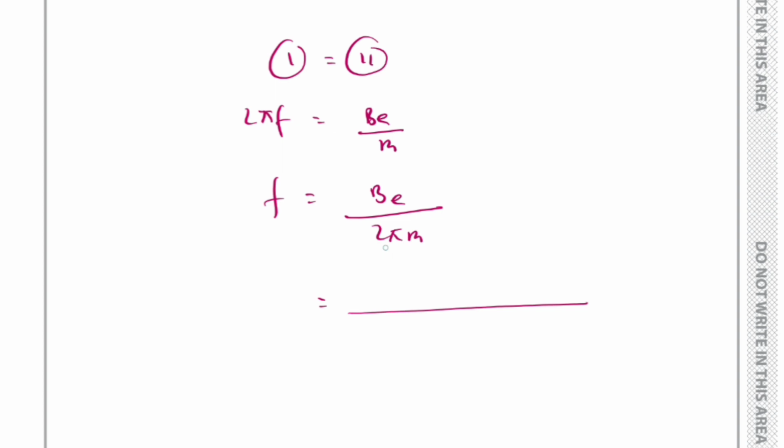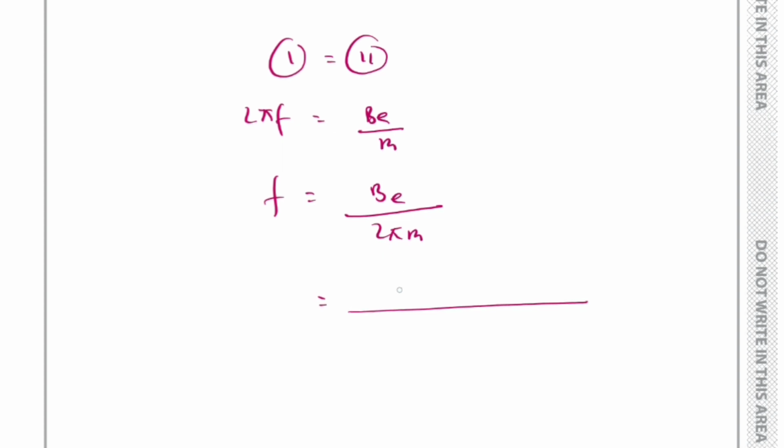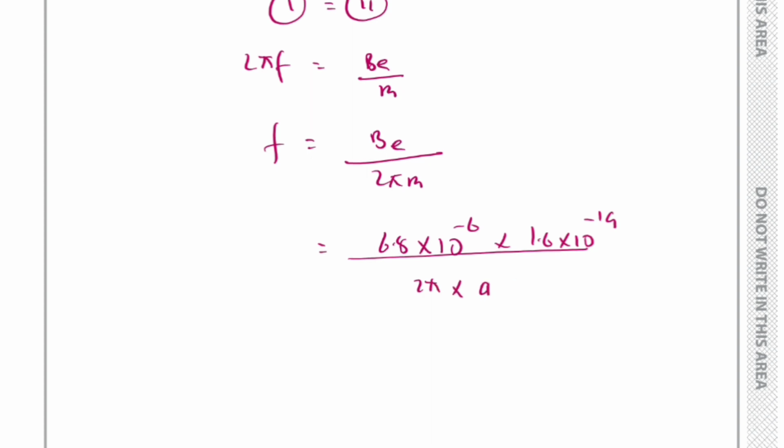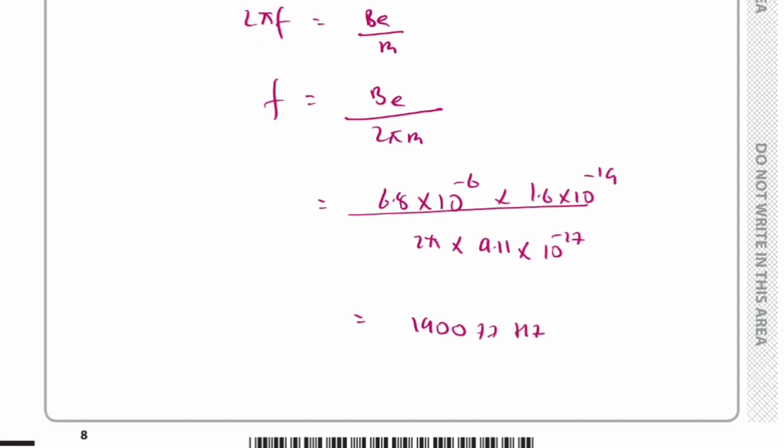As we know all the values for this equation, we're just going to put them here. For B, we're going to put 0.8, we need to convert it into Tesla, times 10 to the power minus 6, times 1.6 times 10 to the power minus 19, divided by 2 pi times the mass, which is given in the sheet, 10 to the power minus 27. And the answer is this. We're gonna convert it into kilohertz because they put it in kilohertz.